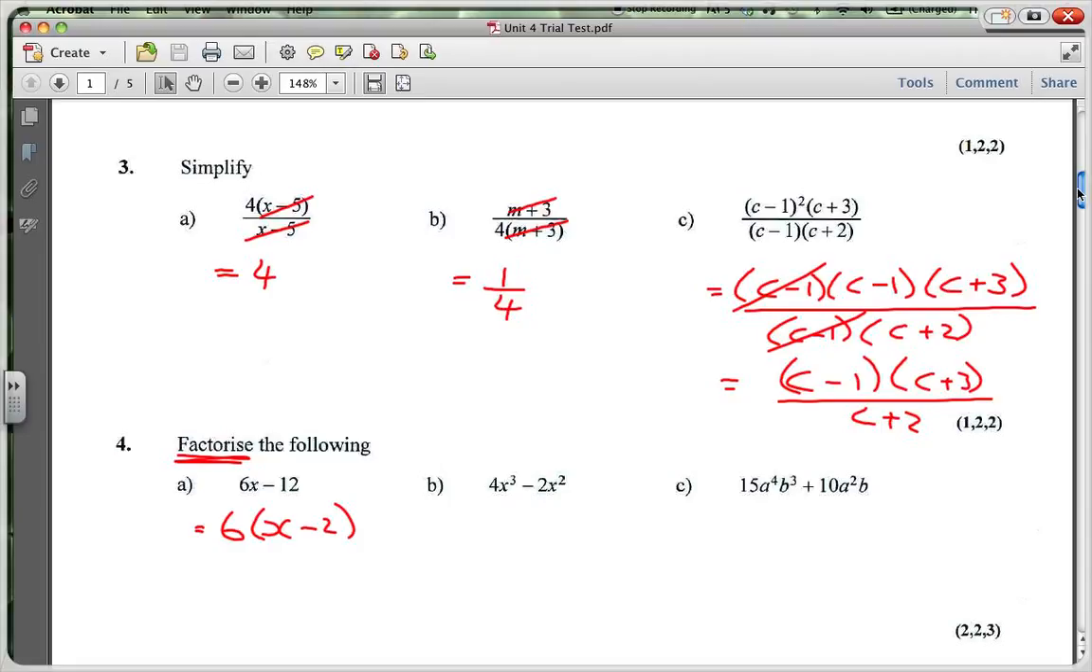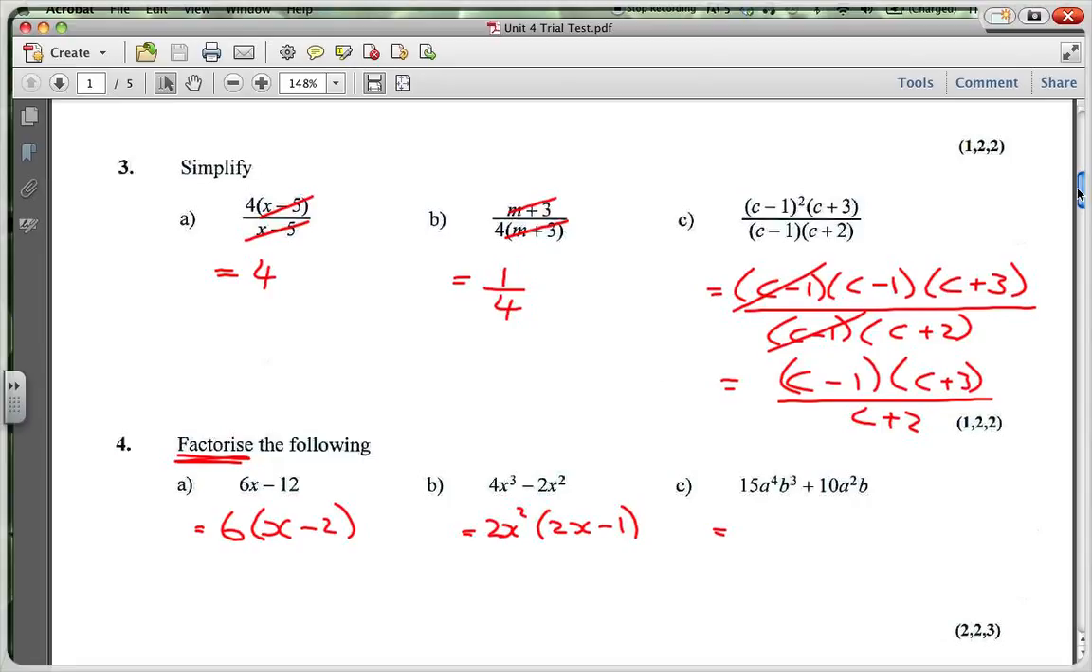Here again, I see that I've got something common in both of those. I can take out a 2x squared, and I'm left with 2x minus 1. That's right, so you can always check and see if you multiply it out, will you get what you've got. So 2x squared times 2x is equal to 4x cubed, and 2x squared times negative 1 is negative 2x squared.